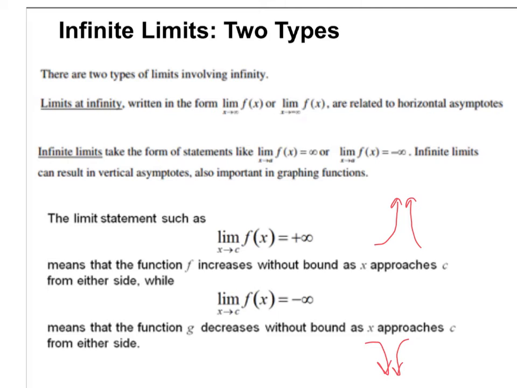We're going to talk about the horizontal asymptotes again in 3.5. We've been talking about it and it makes a lot of sense, but we're going to talk about it again later on after we've covered derivatives.